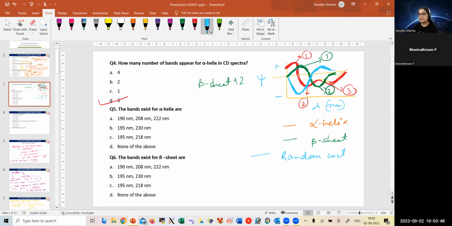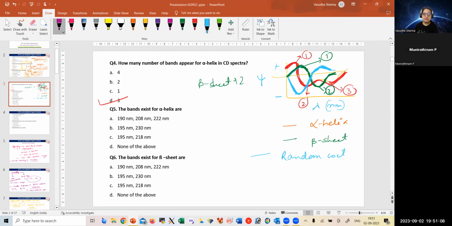Whereas in the case of the alpha helix, that's a distinct structure: it starts from the positive, that is fine, but it will have 3 bands, so you can easily distinguish. So all 3 of them you can easily distinguish just by looking at the spectra, from where it is starting and how many bands there are. Is it clear? Okay, so try the next one.